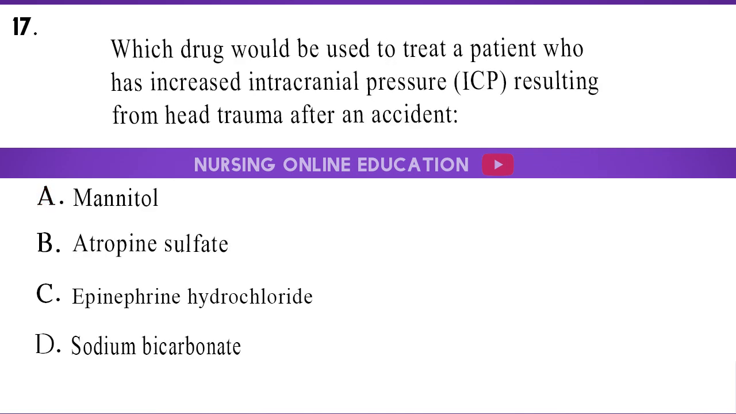17. Which drug would be used to treat a patient who has increased intracranial pressure, ICP, resulting from head trauma after an accident? A. Mannitol, B. atropine sulfate, C. epinephrine hydrochloride, D. sodium bicarbonate. The answer is option A, mannitol.